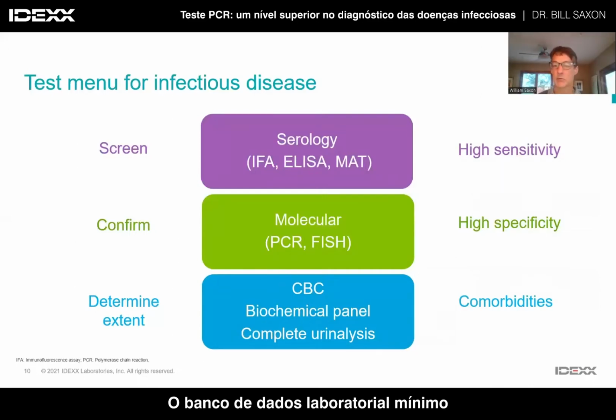The minimum laboratory database, consisting of a complete blood count, biochemical profile, and complete urinalysis, could also be considered and should be part of the menu of testing for infectious diseases, because sometimes the only way you'll identify active disease is by changes in your minimum database. And you can also assess the extent of disease. Is there, say, kidney involvement with vector-borne disease? Is there severe anemia with some infectious diseases, etc.?